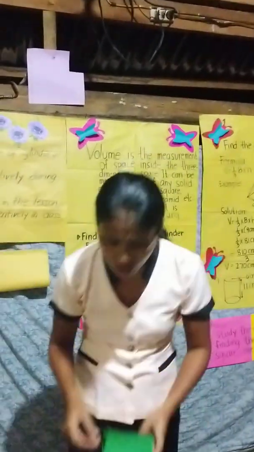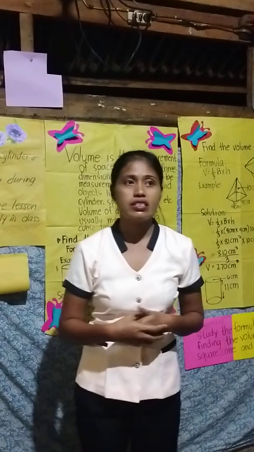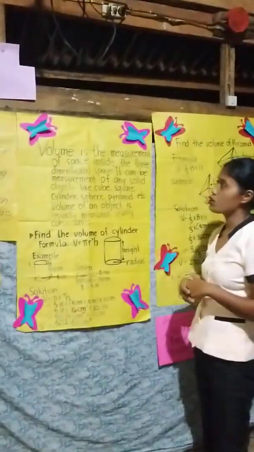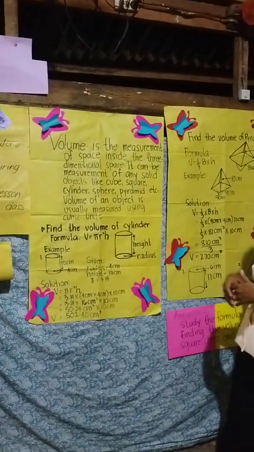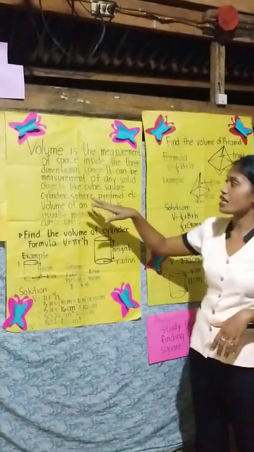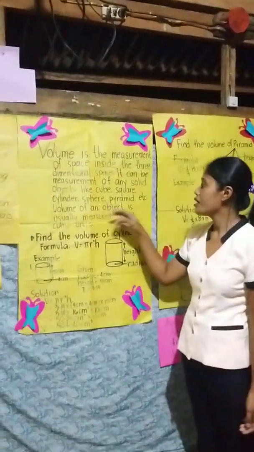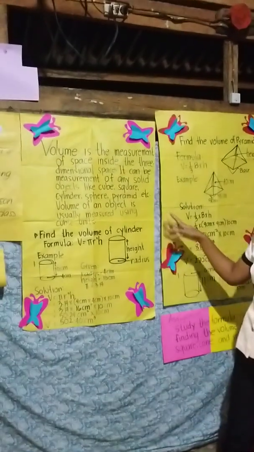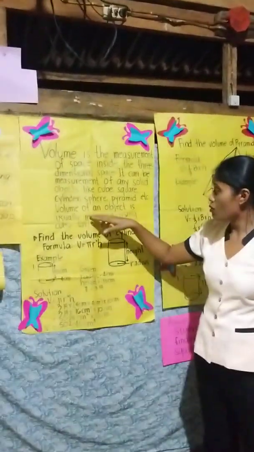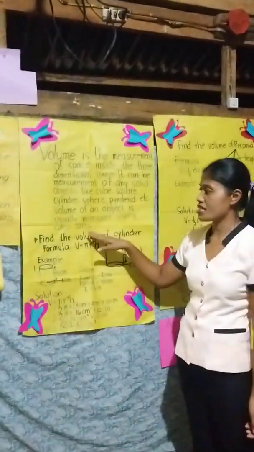Now class, we are going to discuss the volume. Volume, class, is the measurement of space inside a three-dimensional object. It can be the measurement of any solid objects like cube, cylinder, sphere, pyramid, etc. The volume of an object is usually measured using cubic units.